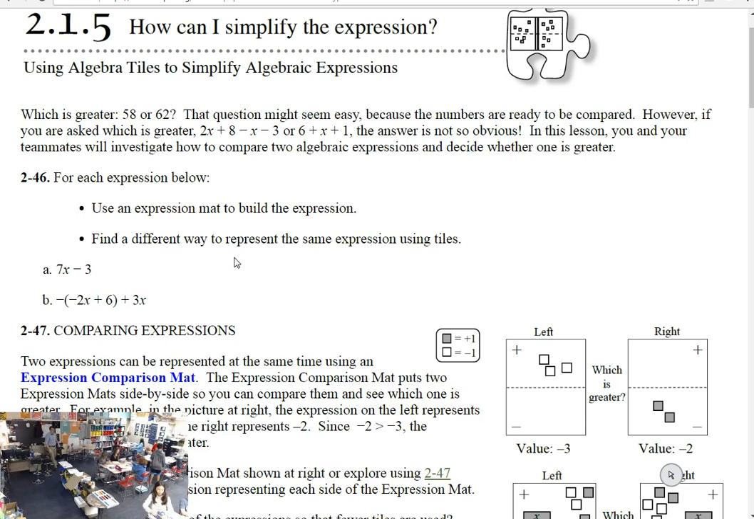All right, I need your attention. I have a very difficult task. I need your help. Which is greater? That is what we're discussing today. Which is greater? Which is bigger? Which is more? 58 or 62? 62. Are we sure? No.